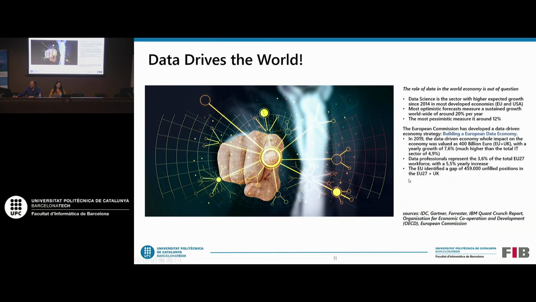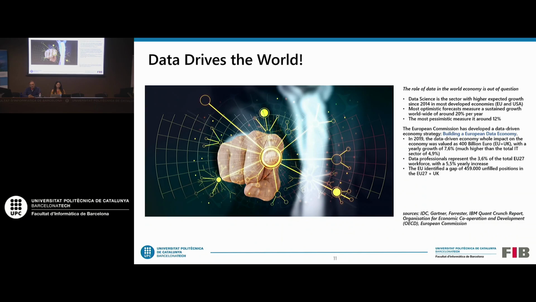And importantly, just to show the relevance of this, the European Commission, for example, has developed what they call the data-driven economy strategy, that basically is what they call the European data economy. Basically, they are trying to make all companies get transformed and be able to extract value from data. So it means that this is one of the main objectives that the European Commission has set for the future. And here you have some bold numbers that they published in this report. For example, as you see, there is a growth in the European Union of around 7.6%.